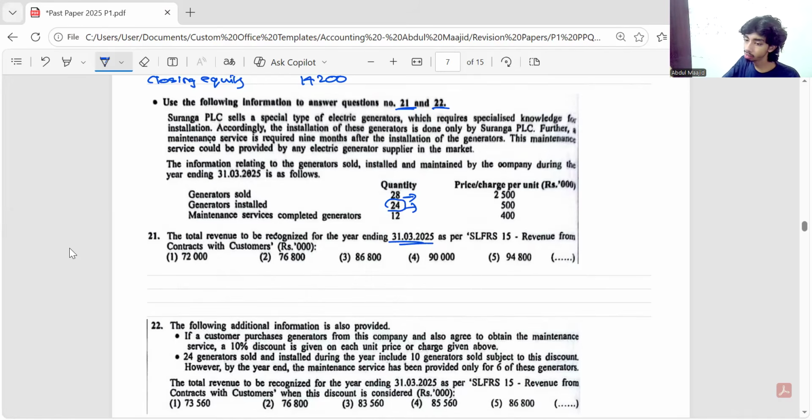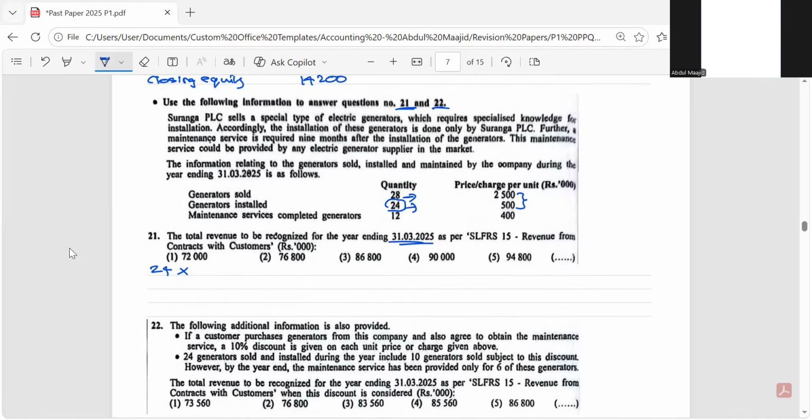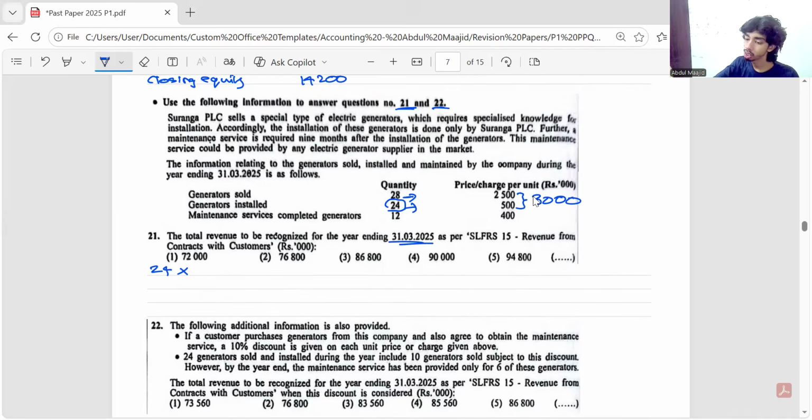And you will recognize revenue only for 24 generators multiplied by, you can treat both of these as one performance obligation. The price will be 3,000. Okay. Then 24 generators into 3,000. So that means 24 generators into 2,500 and 24 generators into 500. So I took this as one performance obligation, that is 3,000.